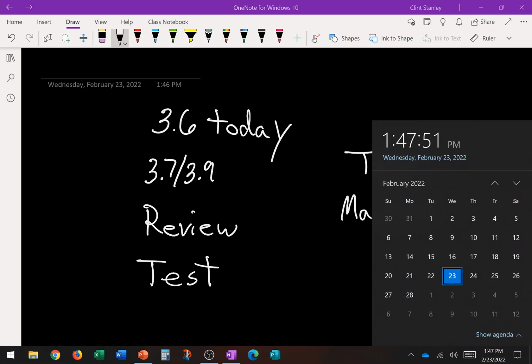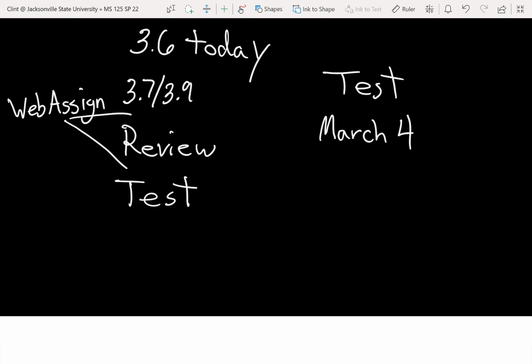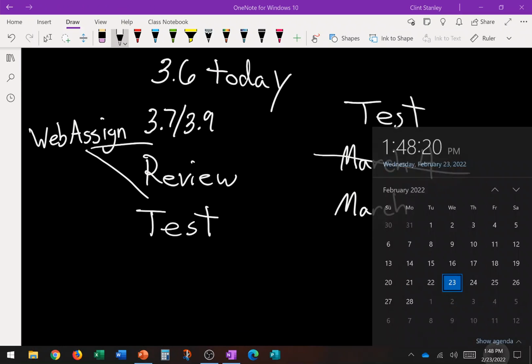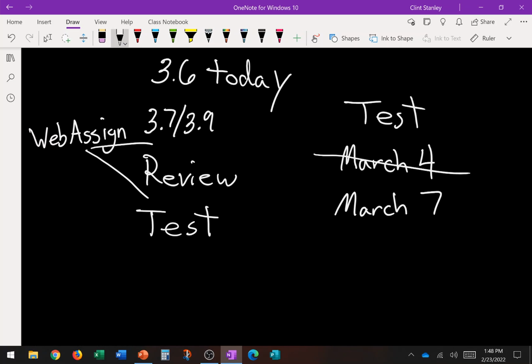So my thinking is we need to, somewhere in here, either here or here, put a web assign day. Because we can. We're not going to get behind if we do that. So I say we push that. That'll push us to either March 7th, which is a Monday, or Wednesday, March 9th. That's for test 2.